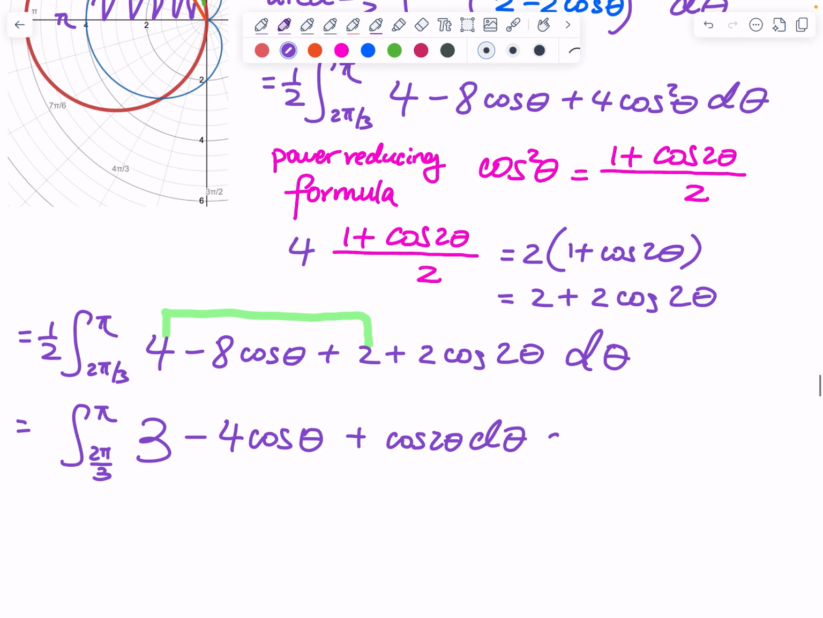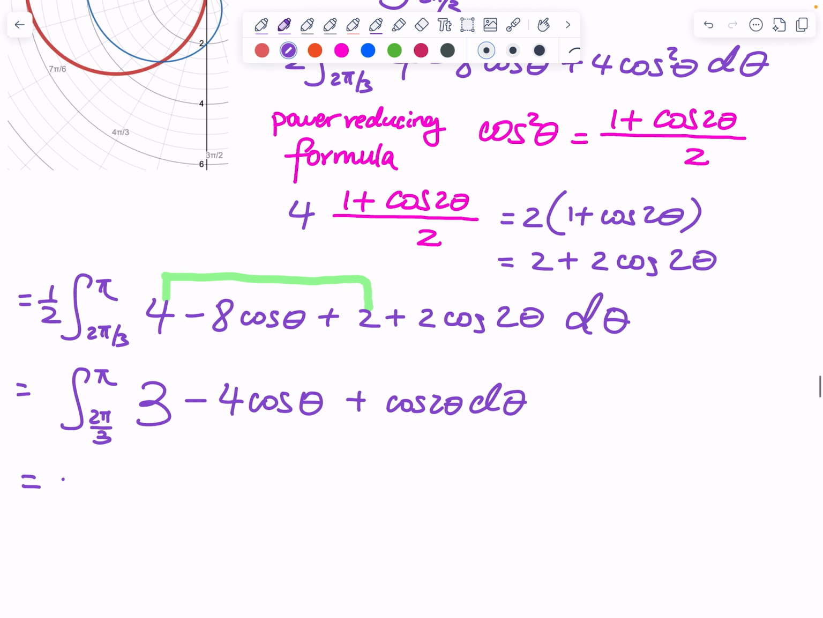That is equal to 3 theta minus 4 sine theta, and then plus sine 2 theta. There is a 1/2 in front. To check your work, you simply take the derivative. And then this is from 2 pi over 3 to pi.